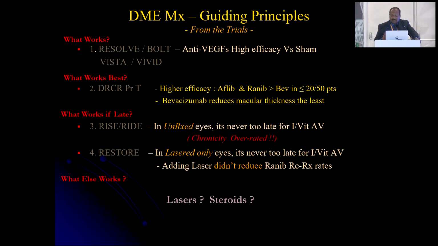So what works if you're late with DME treatment? RISE and RIDE and RESTORE showed us that in both untreated eyes as well as laser-only eyes, it's never too late for anti-VEGF treatment, and chronicity is perhaps overrated. Also, adding laser doesn't always necessarily reduce ranibizumab retreatment rates. Now, what else works? What about lasers? What about the role of steroids?